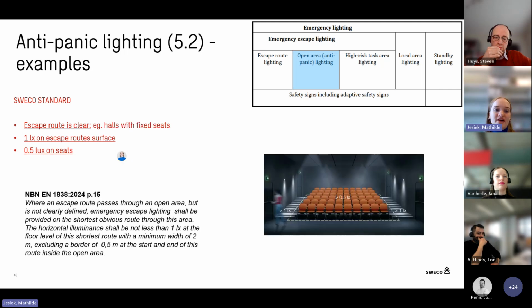On the other hand, if you have a concert hall or a cinema hall with very clear escape routes, so you have fixed seating, we can really say, okay, this zone is our escape route, and this zone, we see it as anti-panic area. So then we can design that this is an anti-panic area for half a lux, and this is an escape route where we need 1 lux over the escape route.